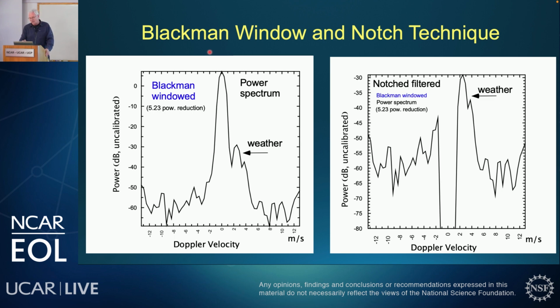And this was the attraction of this method back in 2000. You just could go in there and it's easy to see. You go ahead and you just notch it out. And once you notch it out, then you're left with your weather signal and the clutter is gone, and you can go ahead and do the estimates.